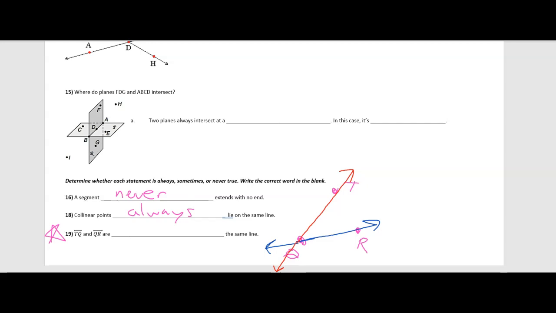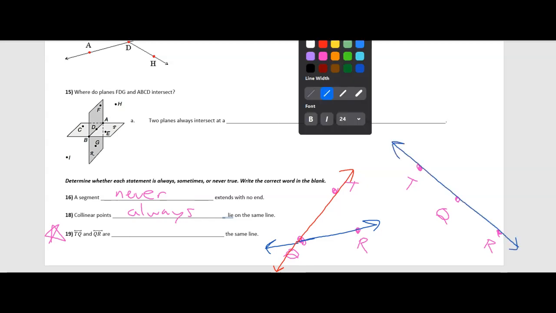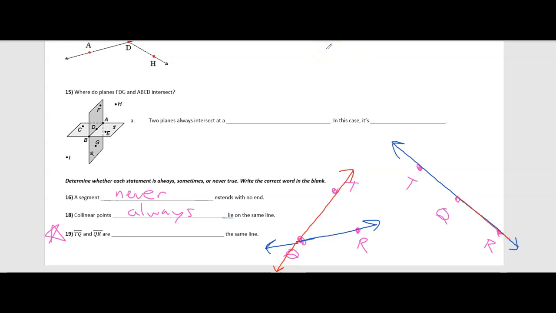So you should try this on your own. Can you draw a scenario where these end up being the same line? Well, they end up being the same line if all the points are collinear. So T, Q, and R. This way, QR is going to be the same line as TQ. Okay, and if they're collinear, those lines will include all 3 points. So this answer is sometimes. Sometimes it's true, sometimes it's not. It depends how the diagram is drawn.